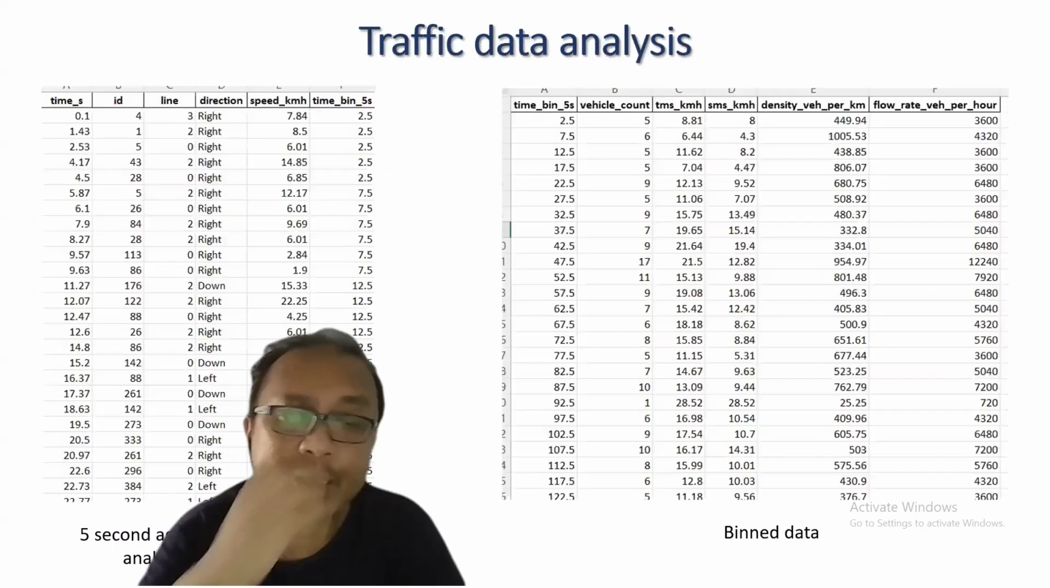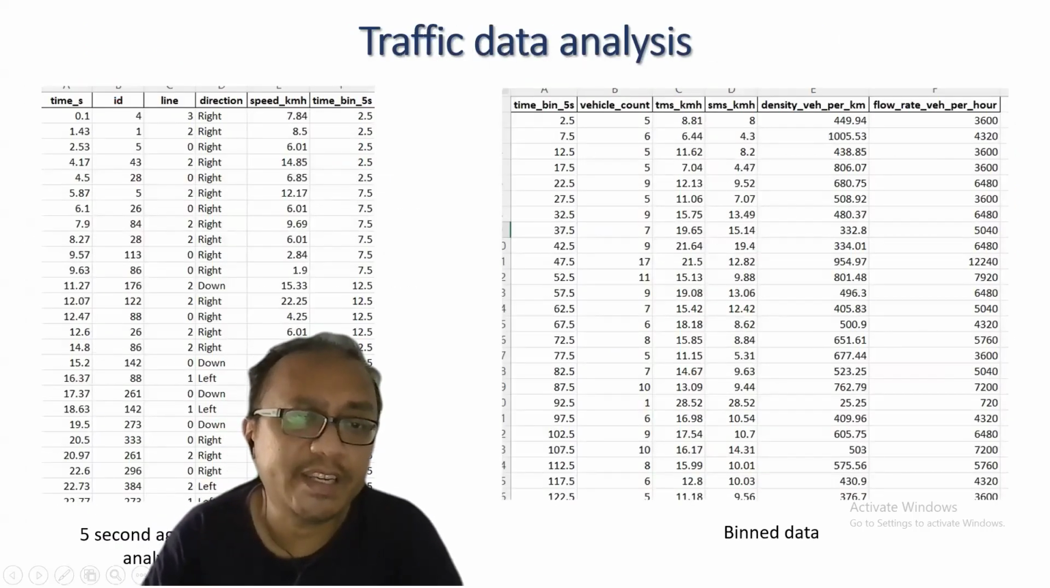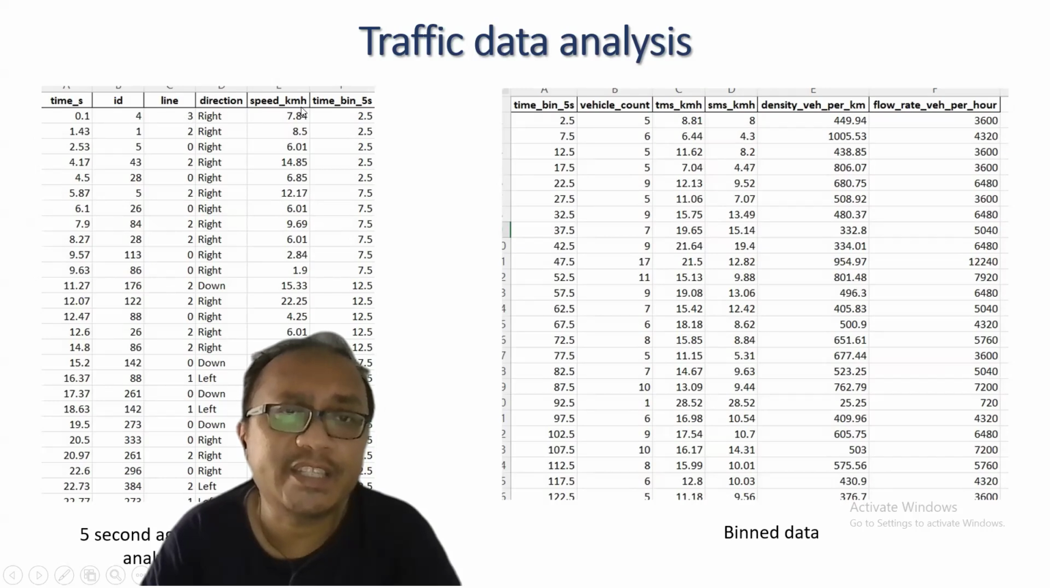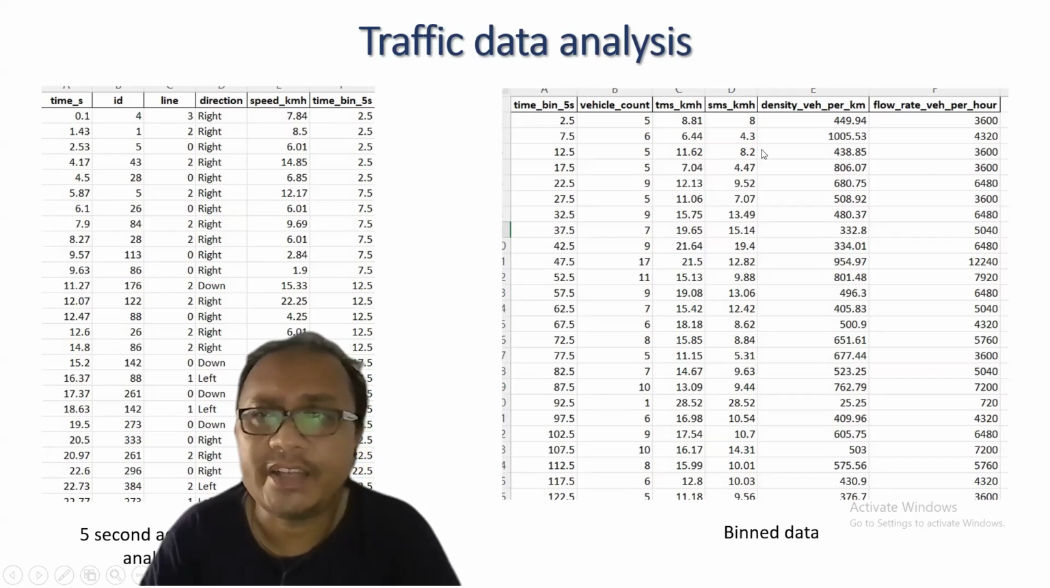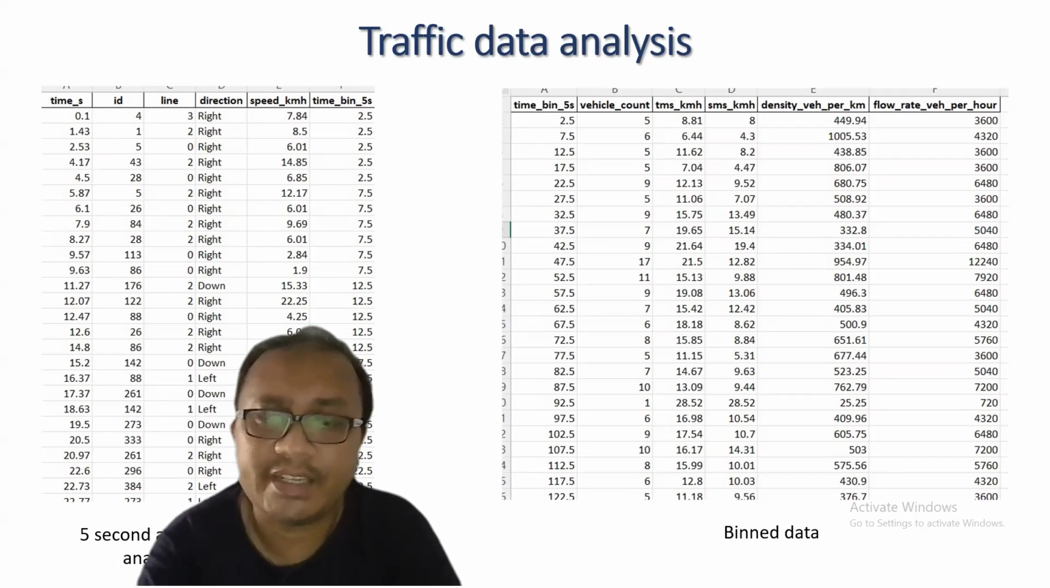And this is the analytic data, 5-second aggregated traffic data. We can see that for every second, every ID, line, direction, speed, and bin number is recorded, and the data is then binned every 5 seconds: aggregate vehicle count, time mean speed, space mean speed, density, and the flow rate. We can see that.